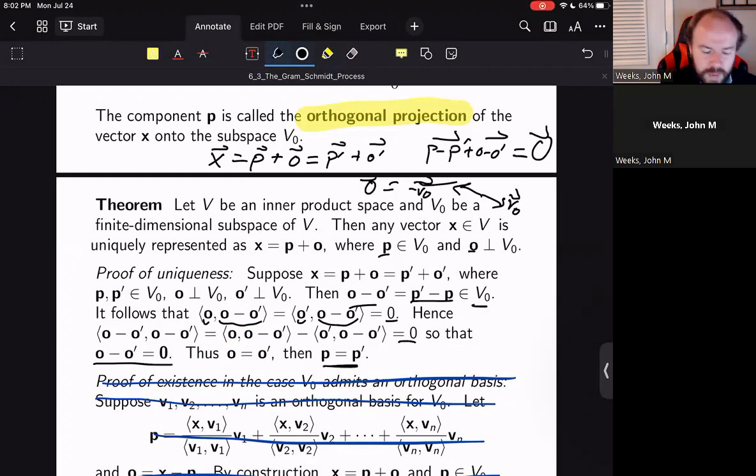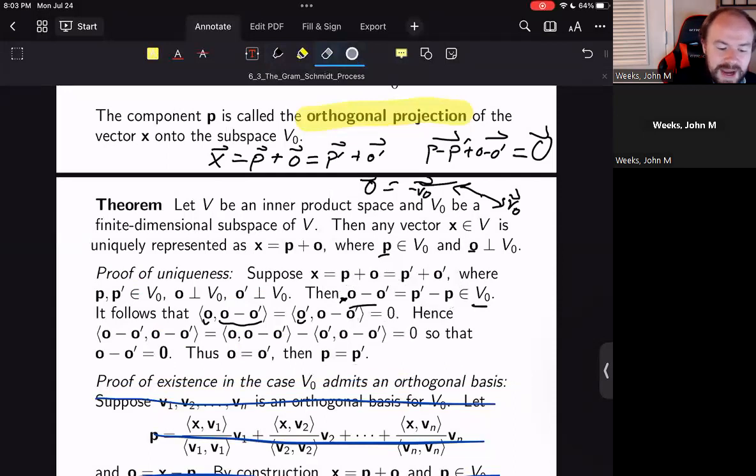That can only leave us one choice. Since these two things are equal to each other, and this first term is 0, that means P prime minus P is equal to 0. At the end of the day, if I solve for what P and O are equal to, I get that O is equal to O prime, and P is equal to P prime. That means if I have any two decompositions, they end up being equal in both of their terms. So that gives us uniqueness.